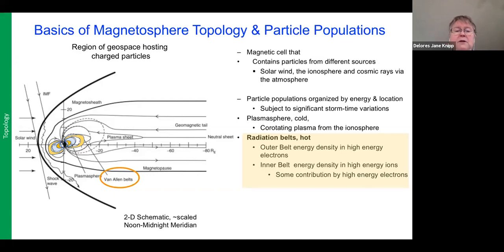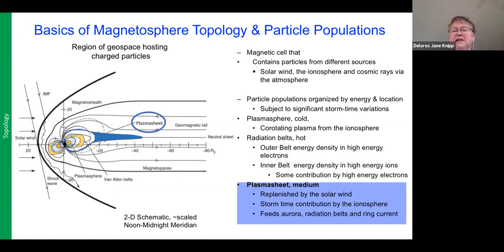All right, we'll move on. So now here's the plasma sheet. Here's the thing that is going to extract particles from any place it can find. It can be replenished by the solar wind. It has a storm time contribution from the ionosphere. And then this plasma sheet is what's going to feed the aurora.